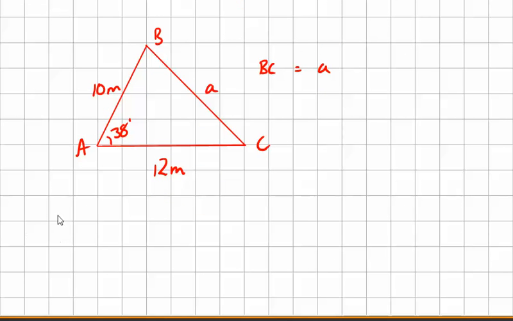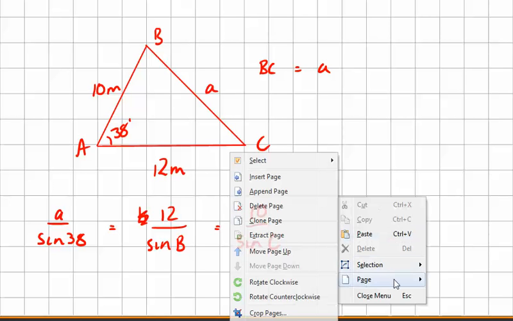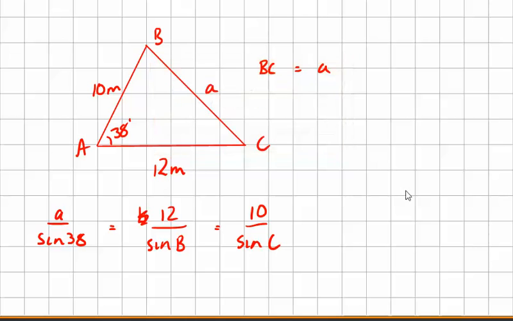If I try and write sine rule, so A over sine of 38 equals B, which is 12 over, don't know it, sine of B, that's right. C is 10 over sine of C. Now, I've got information in all 3 parts, but the problem with it here is what? You don't have a complete pair. You don't have a complete pair, and the problem with that is you can't solve anything.